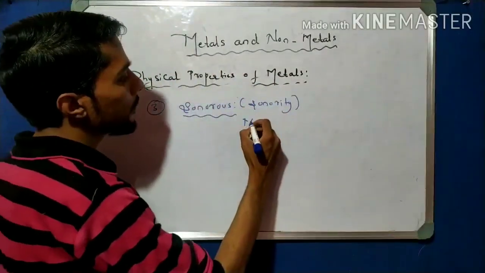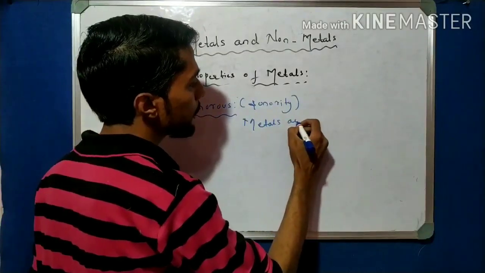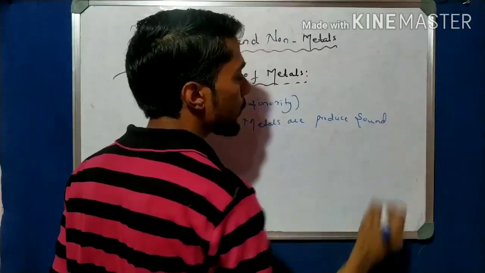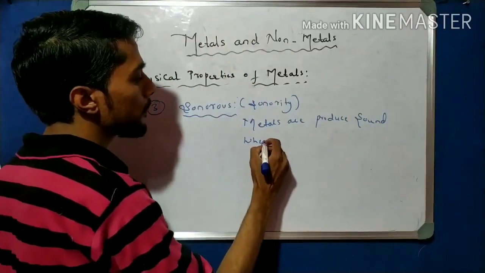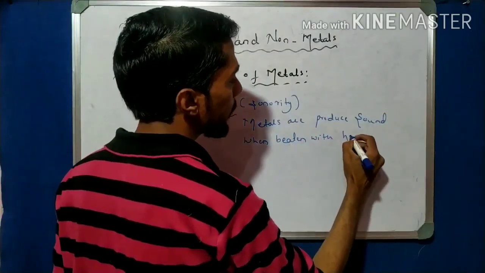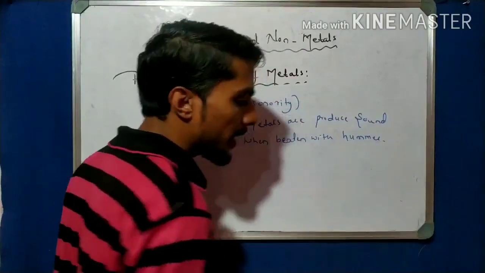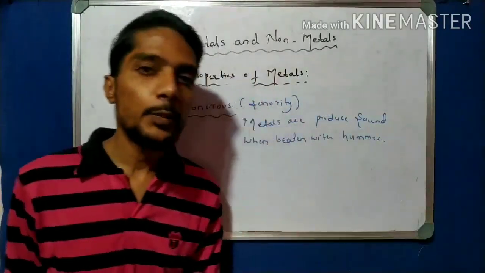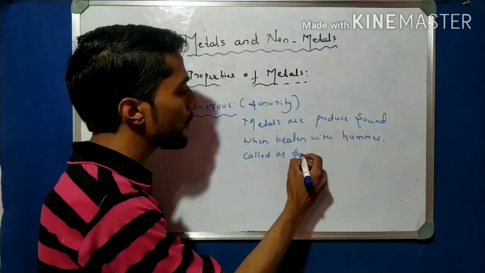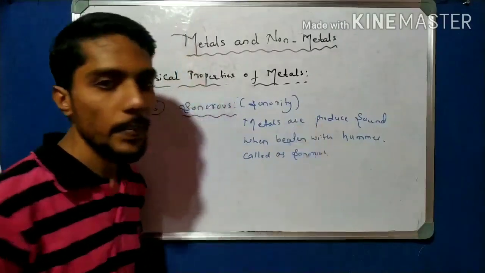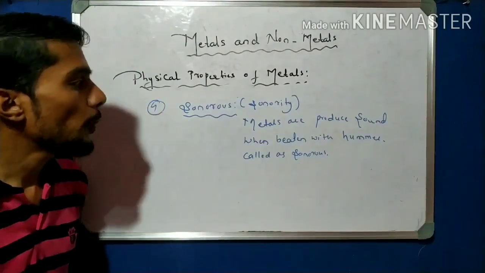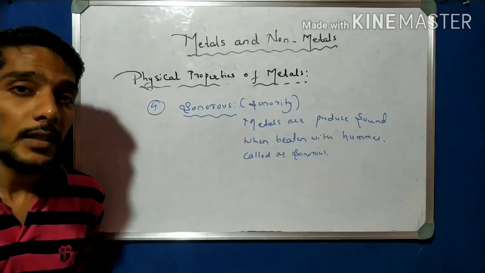So what is meant by sonorous here? Metals produce sound when beaten with a hammer or any other material. When beaten, it produces sound, so it is called sonorous or sonority. So that is the fourth physical property of metal: sonorous.